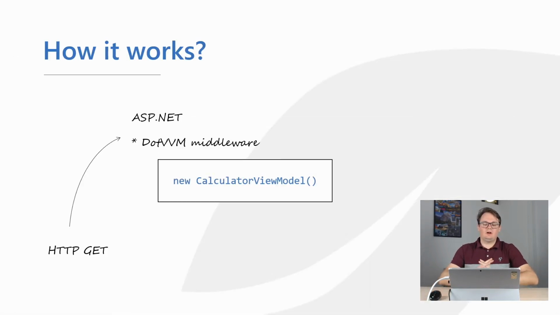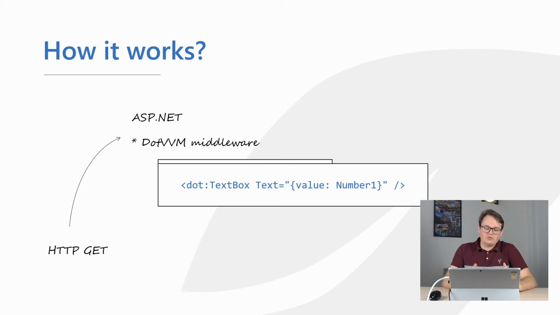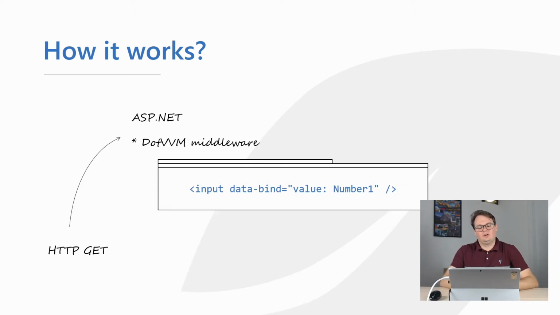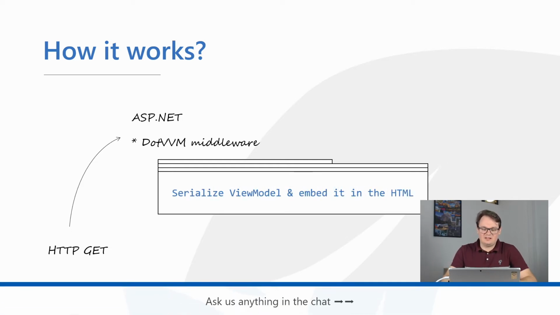The server creates an instance of the view model, so it will create a new calculator view model or something like that. Then it will process the dot HTML file, so it will look for all the components and generate Knockout.js equivalents of these components, and it will serialize the view model and embed it in the HTML. So it will send the HTML and the view model in one response. Let's look at how it works.